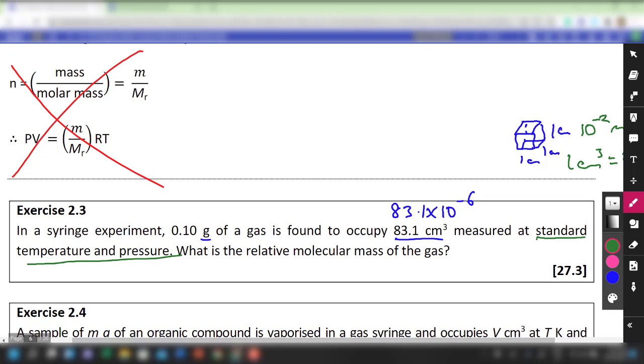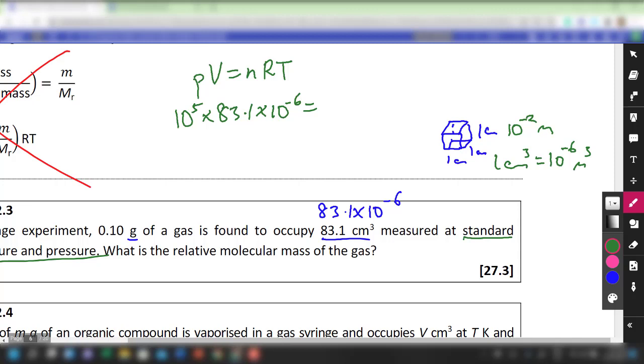Again, you can just go back to PV equals nRT over here. The pressure is 1 bar, so that's 10 to the power of 5. The volume here is found to be 83.1 cubic centimeters, so again we convert to cubic meter. The number of moles we are not sure because we are not told, but you know that number of moles is actually equal to the mass divided by the Mr. So we can just plug it in over here.